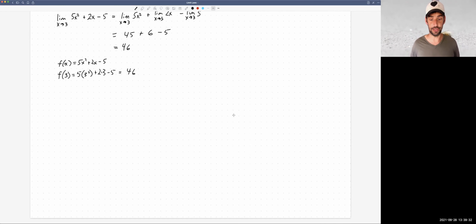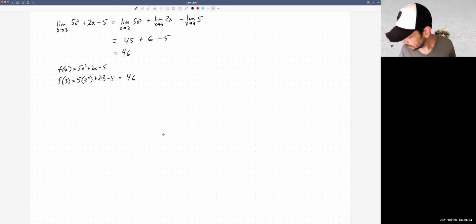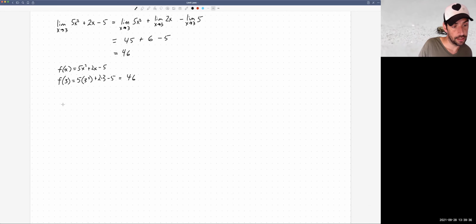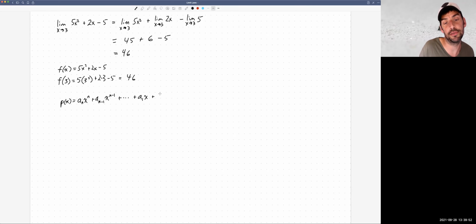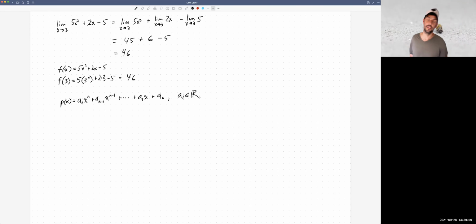Let's do this really abstractly. Let's take P of x to be a general polynomial. So let's say P of x is a sub n x to the n, plus a sub n minus 1 x to the n minus 1, all the way down to a sub 1 x plus a naught, right? Here, each of these a sub i, each of these indexed constants, are just real numbers.